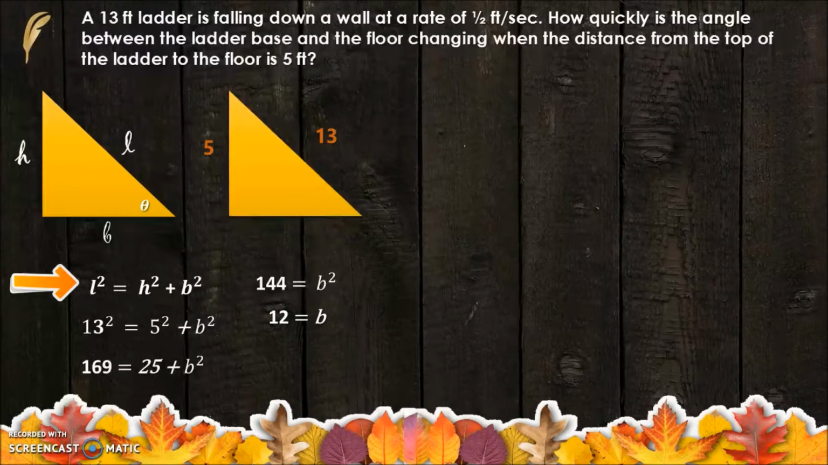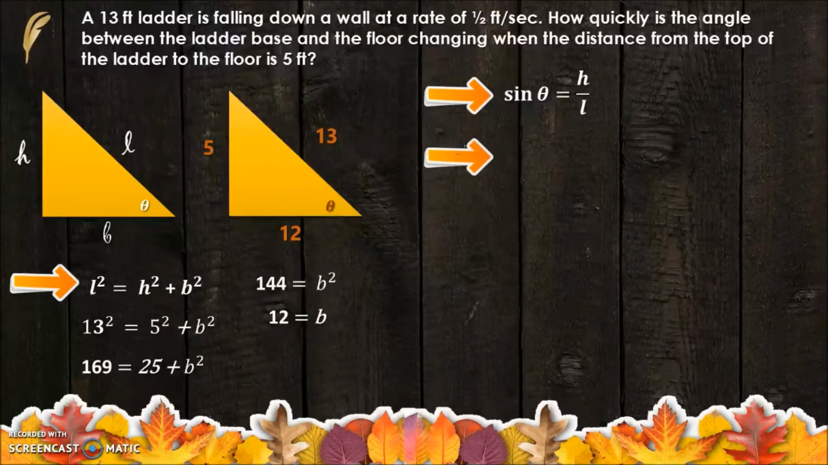So now we have the 12, and we also have theta, which is going to be the value that we're trying to find, because we're trying to find the angle. So we're going to have to set up an equation. In this case, we're going to use sine of theta because we have these values, which are h and l. So now we have to take the derivative of this equation.